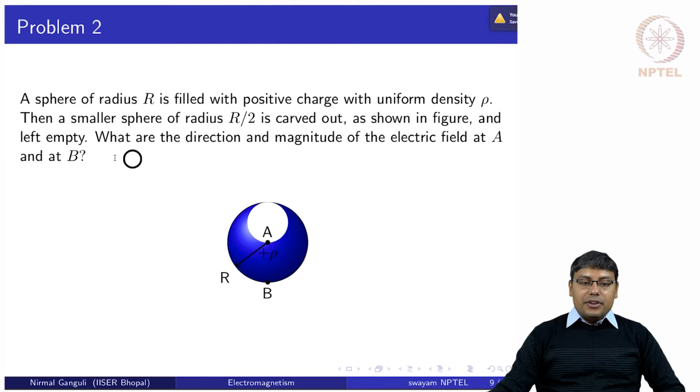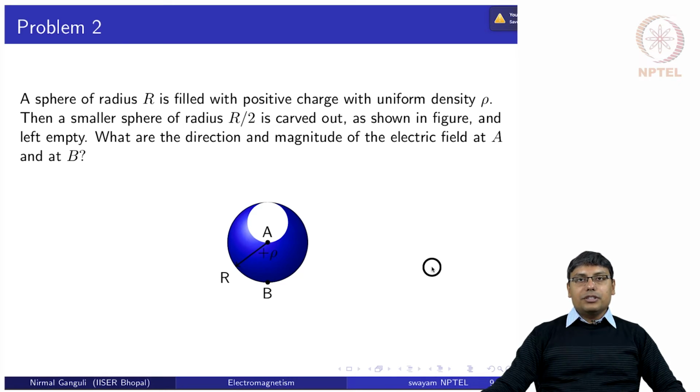So, you are supposed to find the direction and magnitude of the electric field at points A and B. The point A is here and the point B is here. You are supposed to find the direction and magnitude of the electric field at points A and B. Now you can pause the video and try solving this problem. Once you are done with trying the problem, you can restart the video and look at the solution.